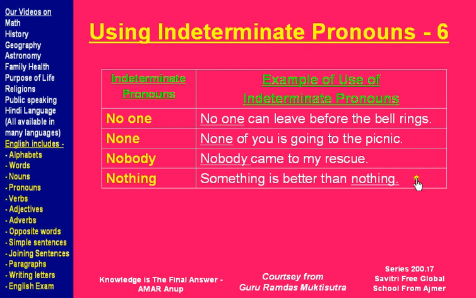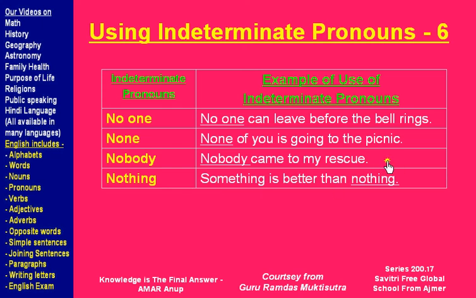In a class, suppose some people start getting ready before the bell rings and start leaving. So the teacher says no one can leave before the bell rings. Here he is not telling which students can't leave, but he is telling no one, which includes everything without using the name of everybody. Here none of you is going to the picnic. Again, the speaker is not identifying which are the people who are not going to the picnic individually, but he is using a pronoun to replace all those words by the word none.